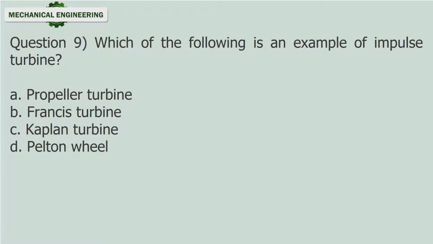Question 9. Which of the following is an example of impulse turbine? A. Propeller turbine. B. Francis turbine. C. Kaplan turbine. D. Pelton wheel. Answer: Pelton wheel.